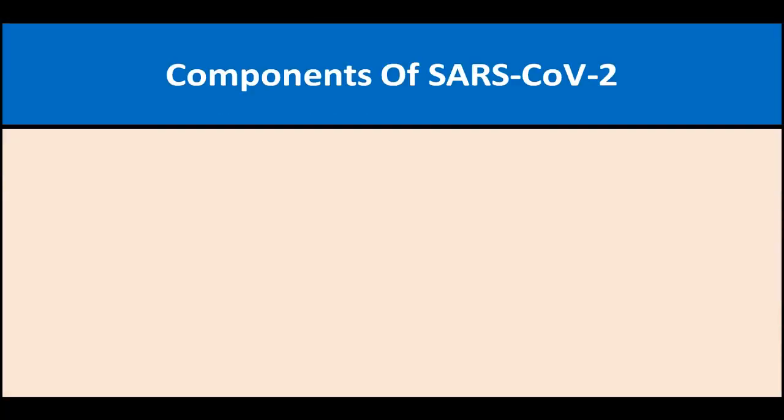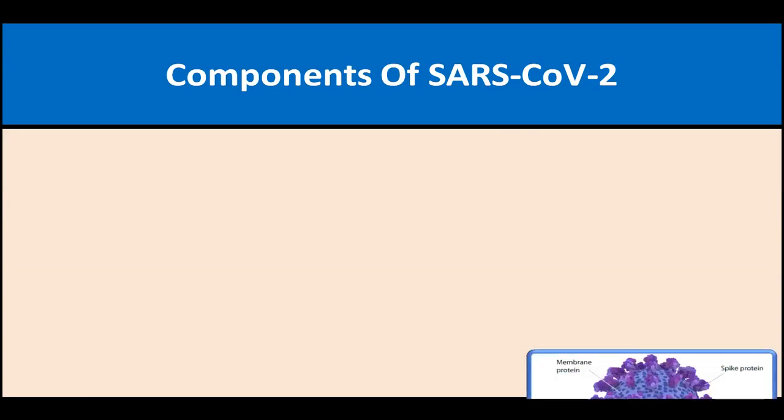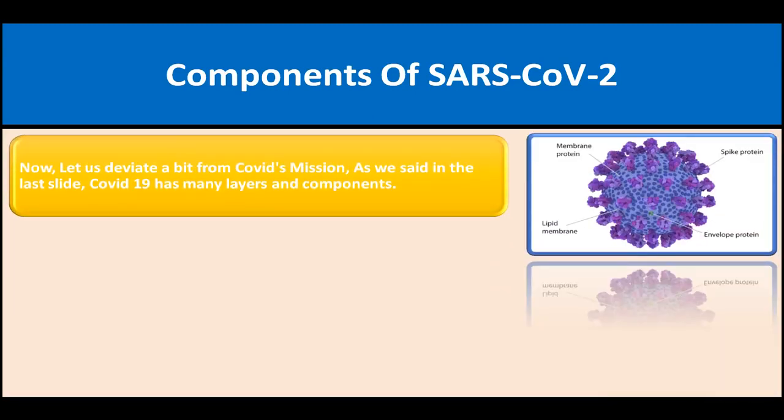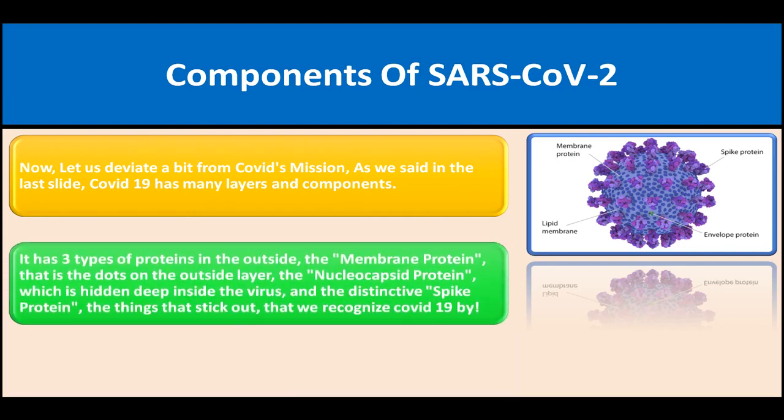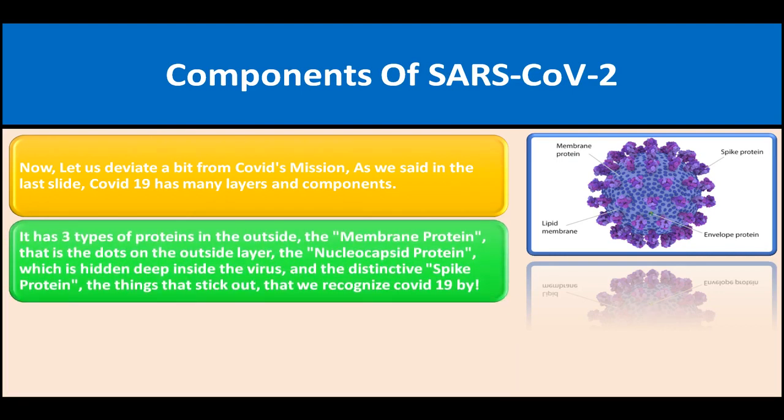The components of SARS CoV 2. Now, let us deviate a bit from COVID's mission. As we said in the last slide, COVID 19 has many layers and components just like any other virus. And it has three types of proteins in the outside: the membrane protein, that is the dots on the outside layer, the nucleocapsid protein, which is hidden deep inside the virus, and the distinctive spike protein, the thing that sticks out that we recognize COVID 19 by.